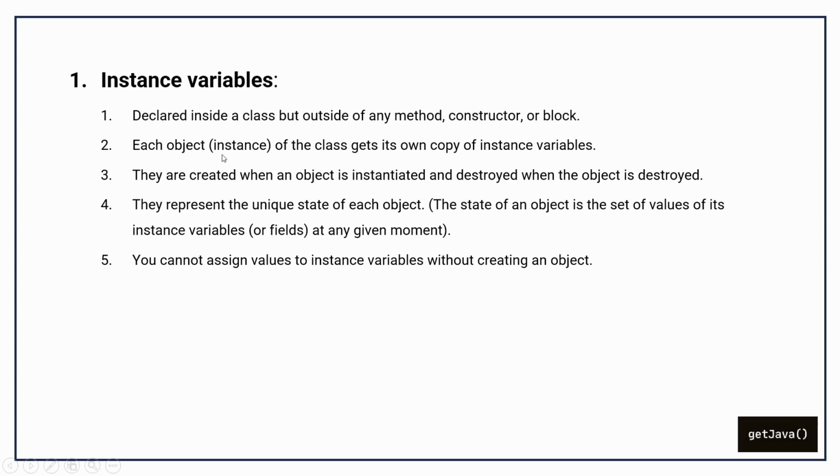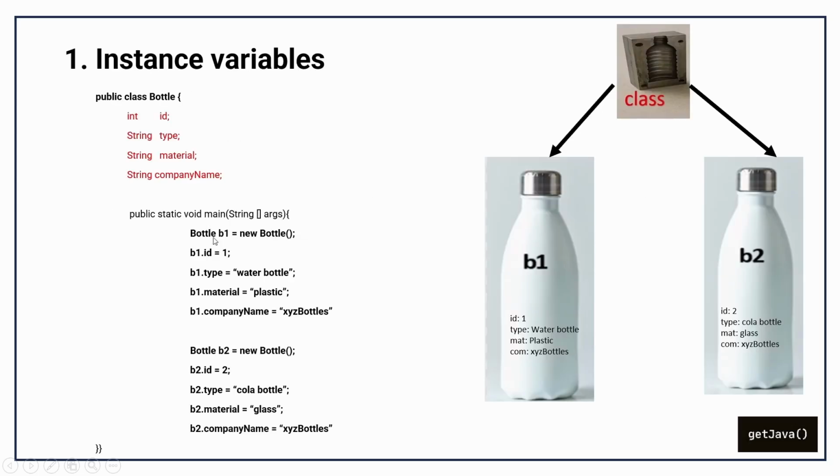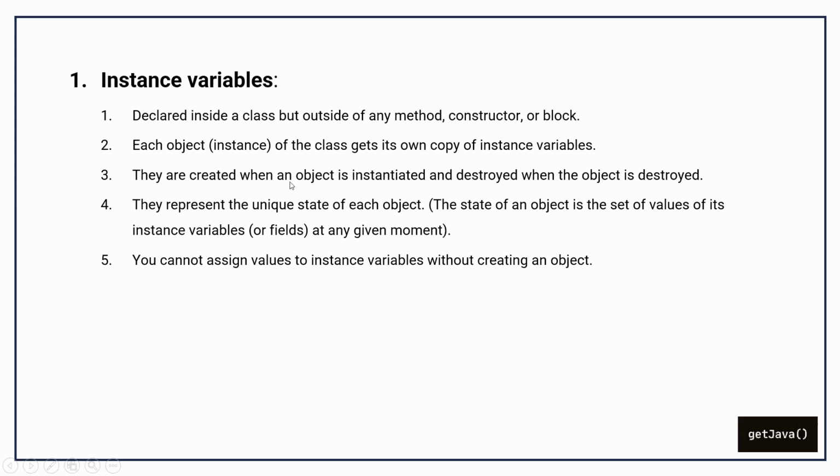Second point is each object instance of the class gets its own copy of instance variable. So this point we have already seen, and I have also proved to you that each of these instances is getting its own copy. Third point is they are created when an object is instantiated and destroyed when the object is destroyed. So when this object is created, it will get its copy of instance variable, and when this object is destroyed, these variables will be destroyed. So that is what it mentions here in the third point.